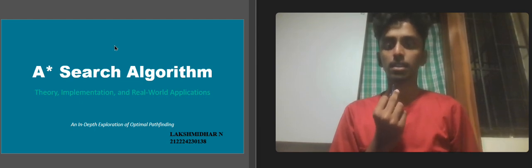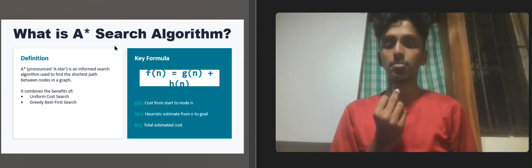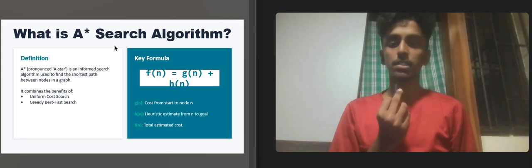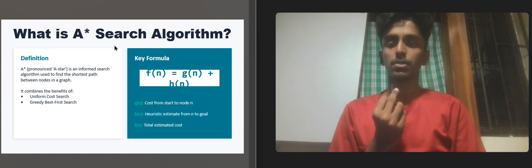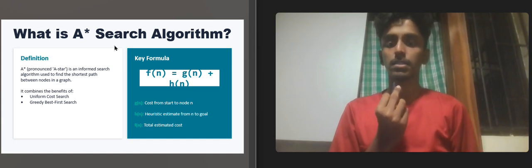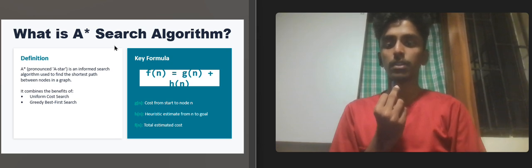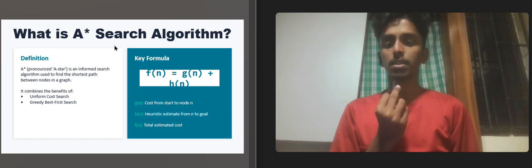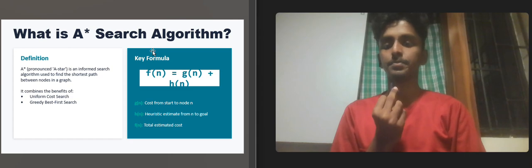A star search algorithm is an informed search algorithm used to find the shortest path between nodes in a graph. It combines two important approaches: uniform cost search, which considers actual cost, and greedy best first search, which considers estimated cost. The key formula is f(n) = g(n) + h(n), where g(n) is the cost from start to current node, h(n) is the estimated cost to reach the goal, and f(n) is the total estimated cost.